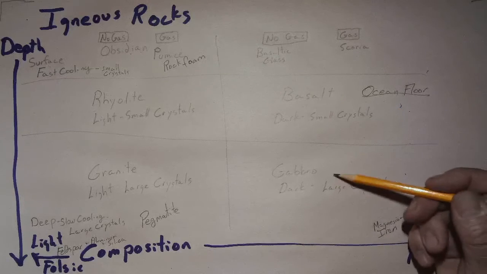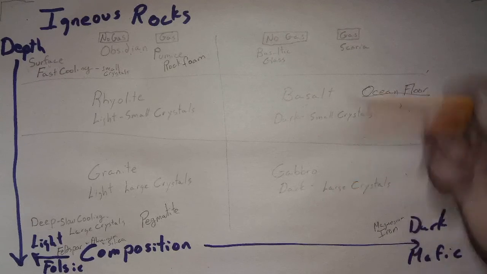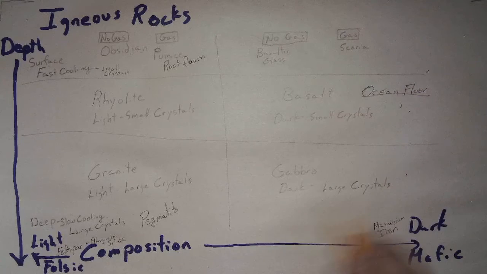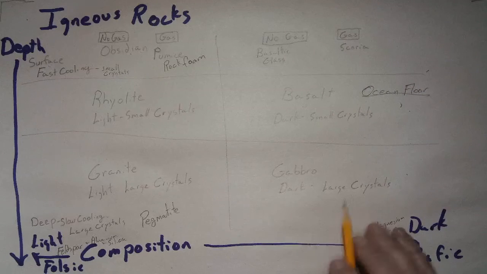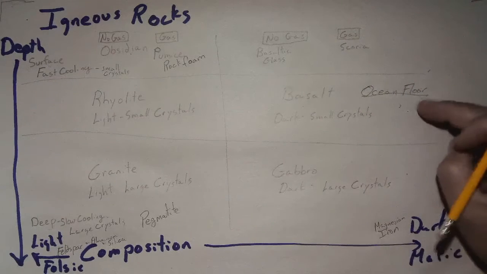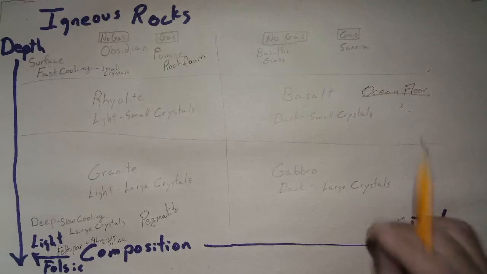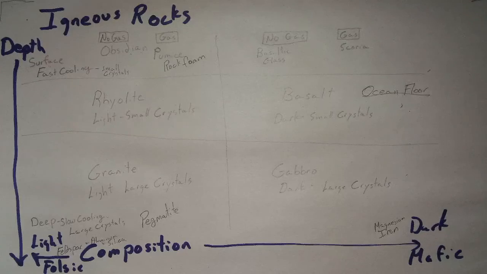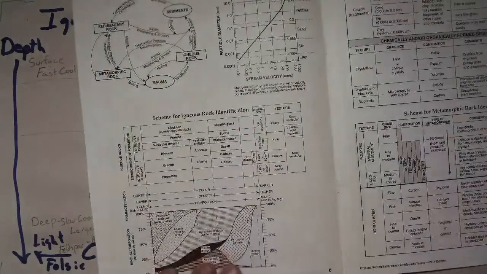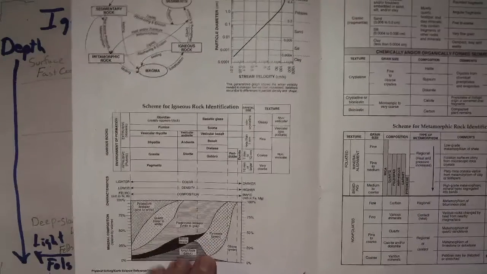If it forms deeper and takes a longer time to cool, same composition, but now you're going to have dark with large crystals, and that would be your gabbro. And gabbros are on the ocean floor as well, but they would underlie the basalt because they took a much longer time to cool. So let's take a look at the reference tables and compare what we're talking about here.